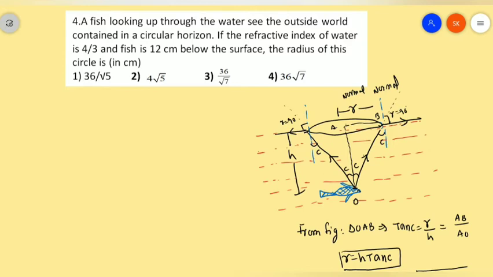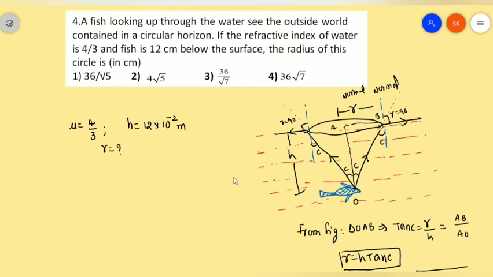We will write the given values. The refractive index they gave us is 4 by 3. Water refractive index is 4 by 3. And the fish is at a depth of 12 centimeters. We write here h is equal to 12 into 10 to the power of minus 2 meters. This fish at a depth of 12 centimeters is seeing the outside world. It can see through a circular area. That circular radius we want to find out. Then r is equal to how much?